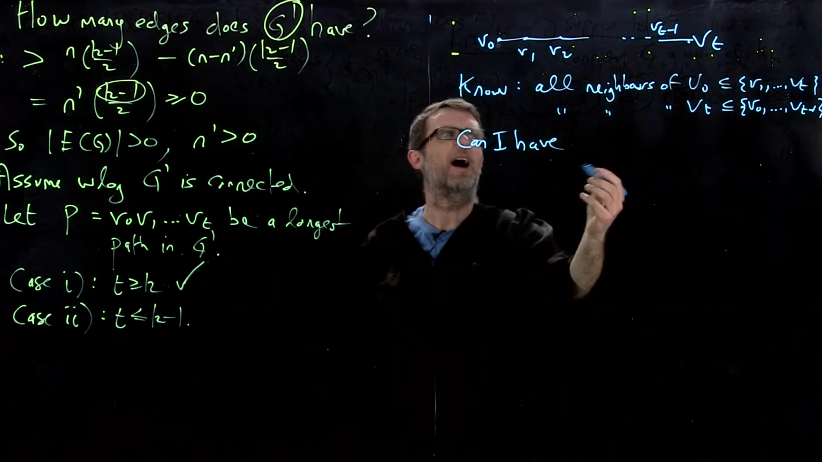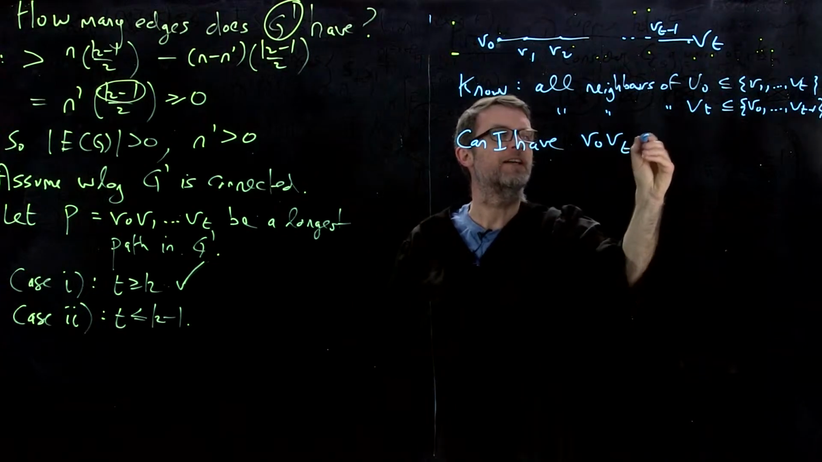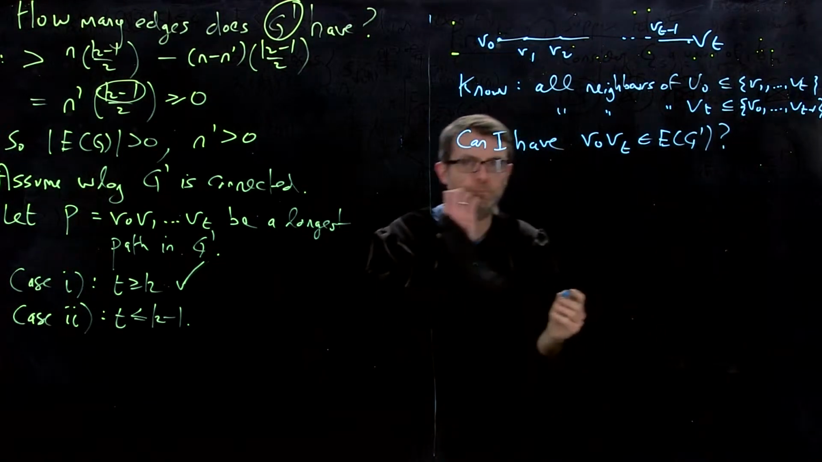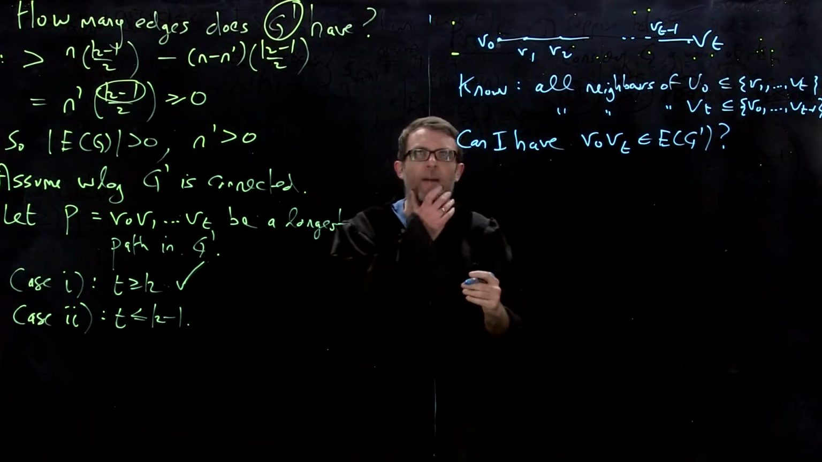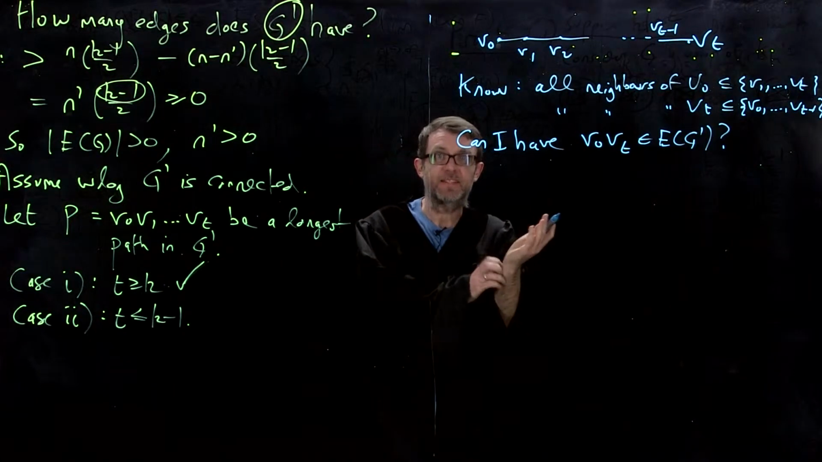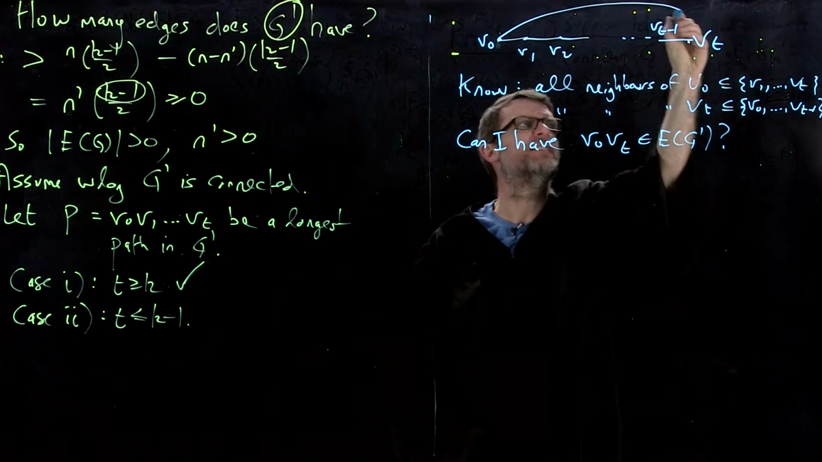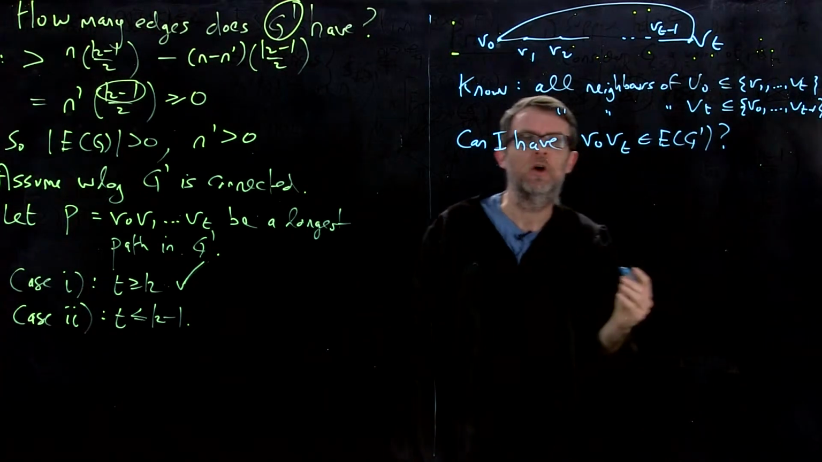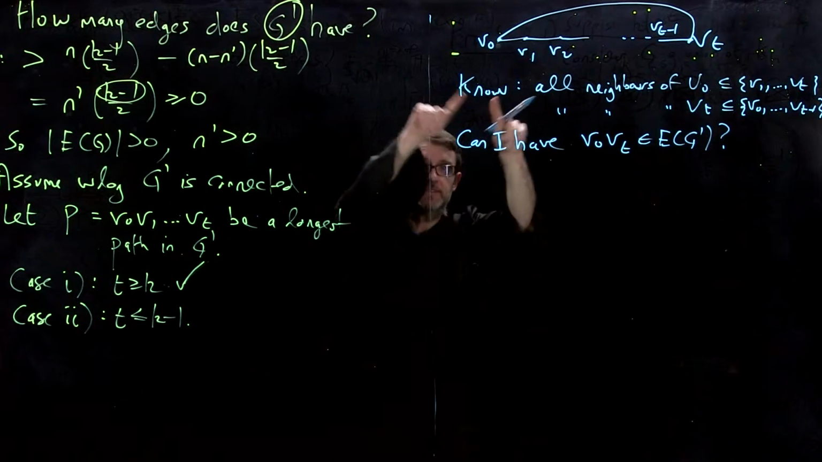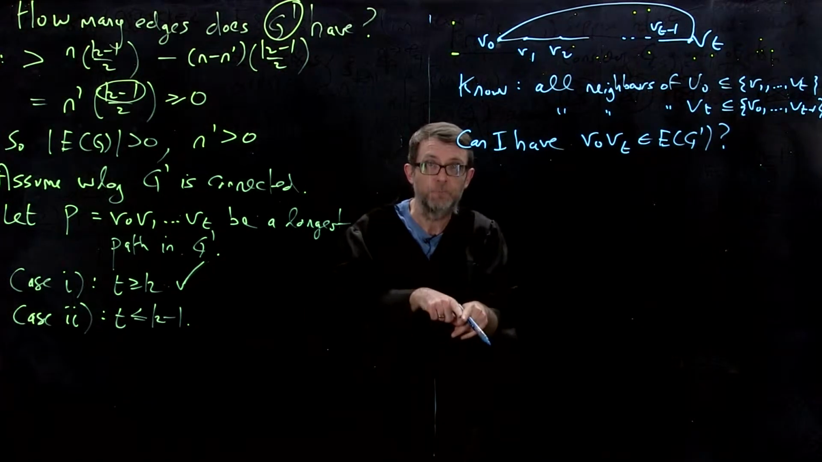Okay. Could I have v0 vt be an edge of G prime? Well, I'm going to argue that that simply can't happen. So what would happen if v0 vt was an edge of this graph? Well, then I would have v0 through vt actually be not just a path, but be a cycle.